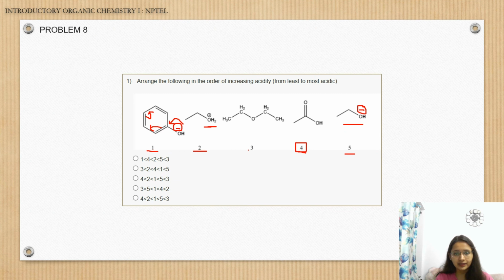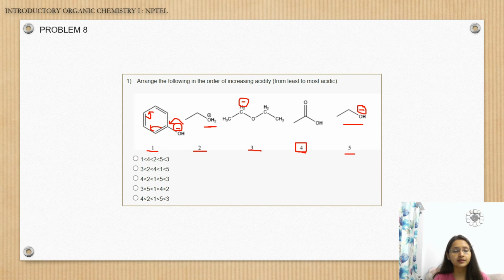Here this ether is present. So here after removal of one proton, what happens? This carbon gets a negative charge. In all the cases your oxygen is getting a negative charge, but here the carbon is getting a negative charge, which is not that much stabilized than the negative charge on oxygen because of the electronegativity of the oxygen. So that is why third will be the least acidic species in the system.